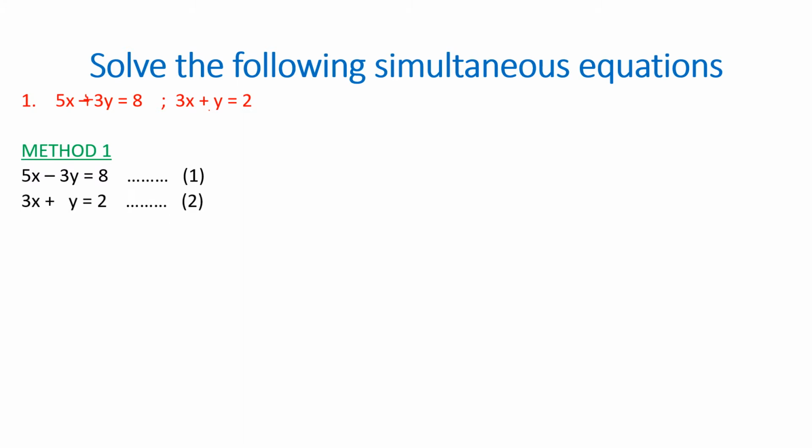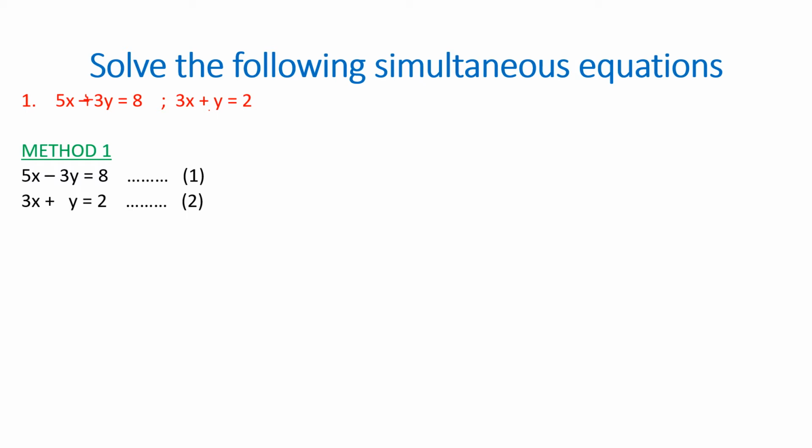So now what is my duty? To find out whether the coefficients are the same or not. Here 5 and 3 are not the same, and 3 and 1 are also not the same. So now I'll have to change either one of them. I can change the coefficients of x or the coefficients of y. But if I look at the coefficients of y, it is 3 and 1, which is easy to change, right? So we are going to change the coefficients 3 and 1.